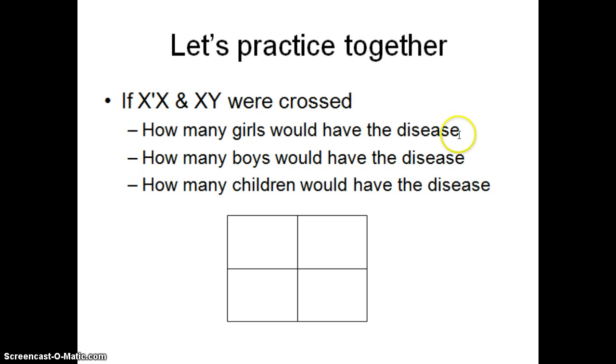How many girls would have the disease? Not be a carrier, but I'm actually asking how many would have the disease. How many boys would have the disease? And then how many children would have the disease? And in this situation we're using color blindness, so let's just stick with that. So why don't you pause the program right now, try to do the problem, and then come back when you're ready.